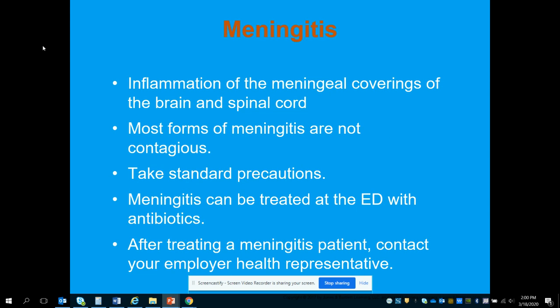Looking at meningitis, this is inflammation of the meningeal coverings of the brain and the spinal cord. Most forms of meningitis are not contagious. Now, you do have bacterial and viral meningitis. So to prevent these, we want to make sure we're taking standard precautions. This needs to be treated in an emergency department or hospital with antibiotics. Usually when we're looking at meningitis, we're thinking about the presence of high fevers, probably stiff neck pain with range of motion, especially chin to chest. A spinal tap is really the best way to confirm the presence of meningitis.